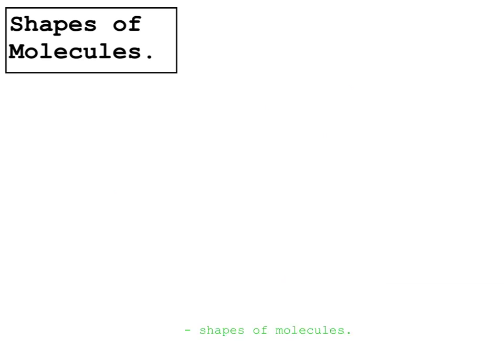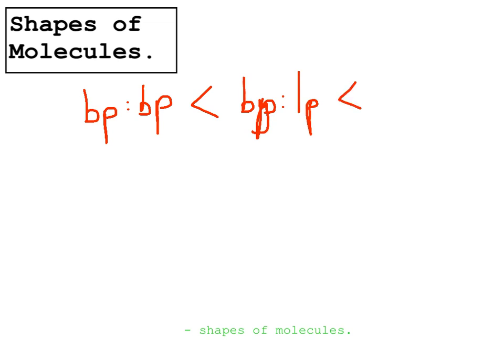So the reason why different shapes arise is due to the number of bonding pairs of electrons and the number of lone pairs of electrons there are in a molecule. It's based on the idea that a bonding pair, I'm just going to use the abbreviation BP, next to a bonding pair will repel less than a bonding pair next to a lone pair, which will repel less than a lone pair and a lone pair. So this idea of repulsion is what the shapes of molecules are based on.